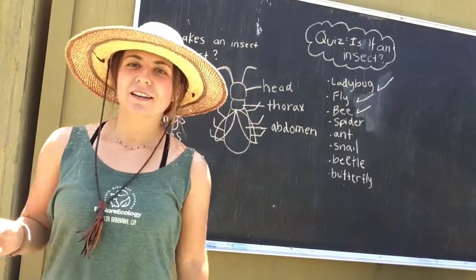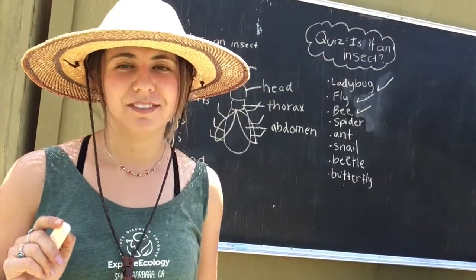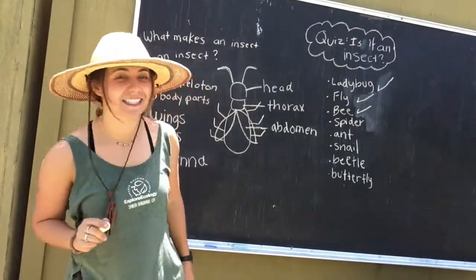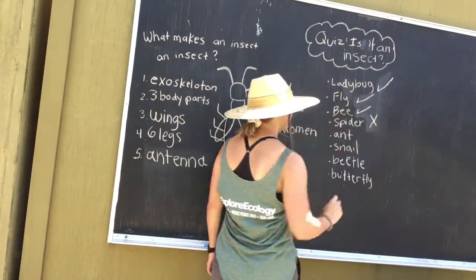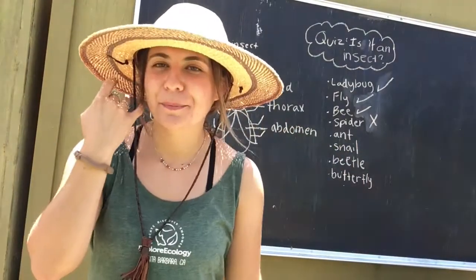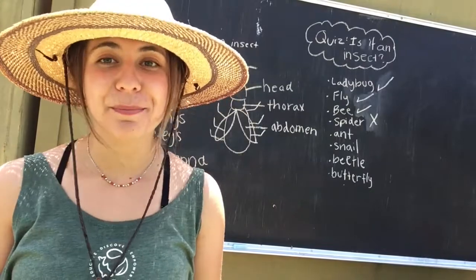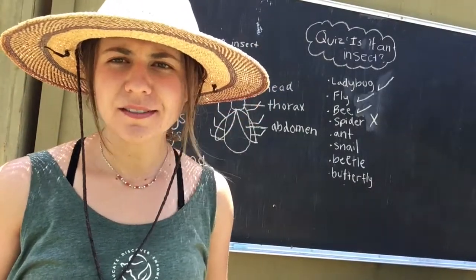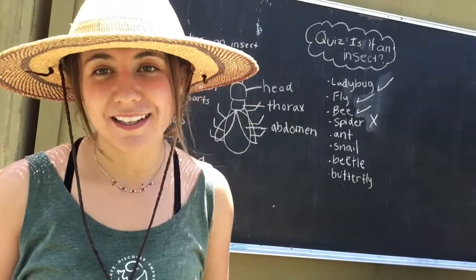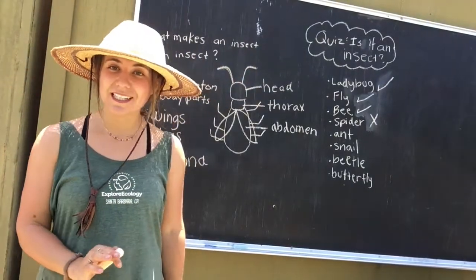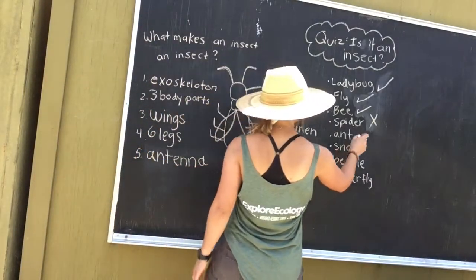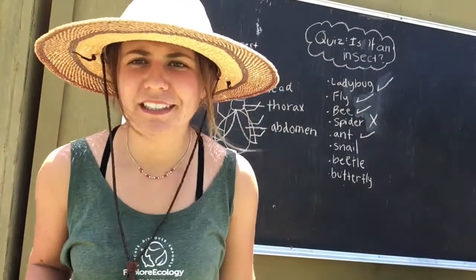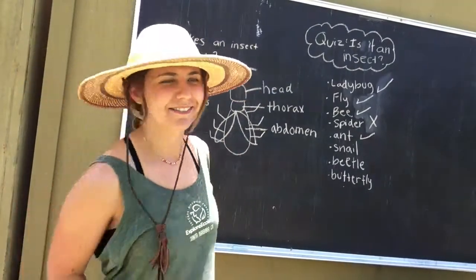How about a spider? Spiders are a little different now. Do they have 6 legs? Nope, they have 8 legs. They are not an insect. How about an ant? Do ants have 6 legs? Yep. How about 3 body segments? They do. Do they have wings though? I mentioned earlier, the queen does. So as a whole species, ants are insects. How about a snail? Definitely not. They don't even have legs.